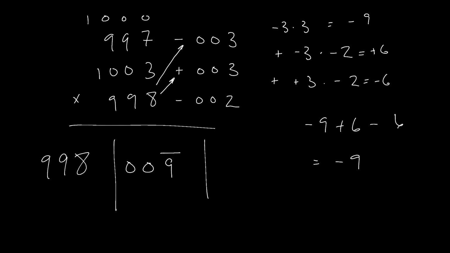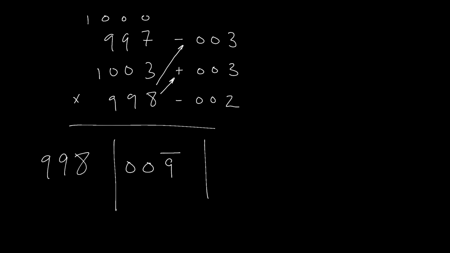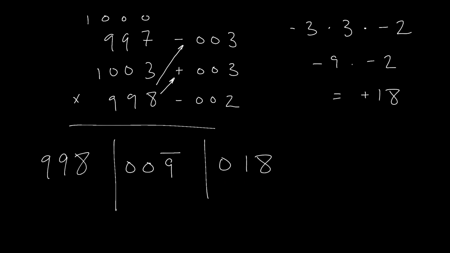Now for the right-hand side, all we do is multiply the excess and the deficiencies together. We have negative 3 times positive 3 times negative 2. That's negative 9 times negative 2, which equals positive 18. So we write 0, 1, 8, three digits because we have 3 zeros in the base number. So this is what we're left with, and we say this equals 998, 009 bar, 018.